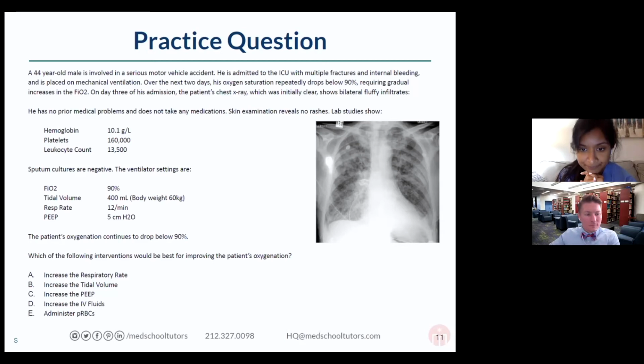Sputum is negative. Ventilator settings: FiO2 of 90%, tidal volume of 400, respiratory rate of 12, PEEP of 5. Oxygenation continues to drop below 90%. So as I'm looking at this, I'm going to follow the exact same algorithm that Joe was following in his last one, right? So first, what am I trying to fix? Here, they don't give me a PaCO2 or PaO2, they straight up tell me that the oxygenation is low. So this is actually easier. We're trying to fix the oxygenation.